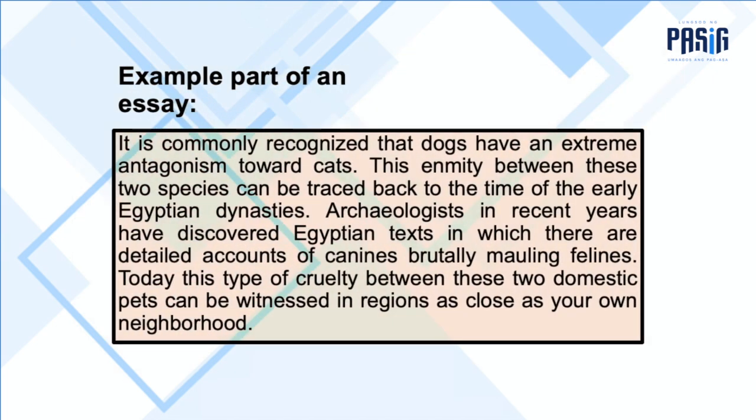Let's read an example of a part of an essay. Afterwards, we will see if it has the three features. It is commonly recognized that dogs have an extreme antagonism toward cats. This enmity between these two species can be traced back to the time of the early Egyptian dynasties. Archaeologists in recent years have discovered Egyptian texts in which there are detailed accounts of canines brutally mauling felines. Today, this type of cruelty between these two domestic pets can be witnessed in regions as close as your own neighborhood.